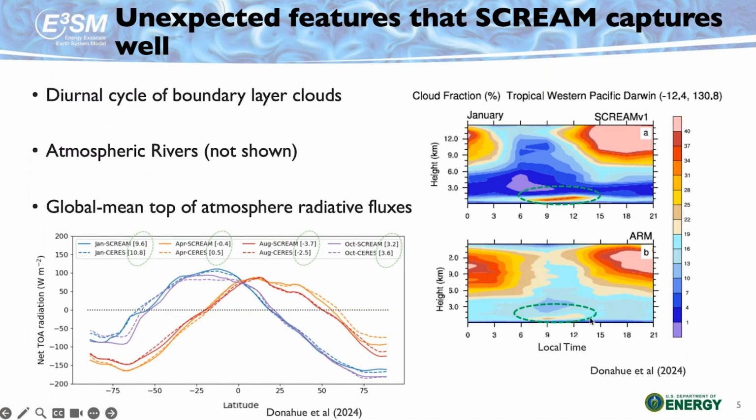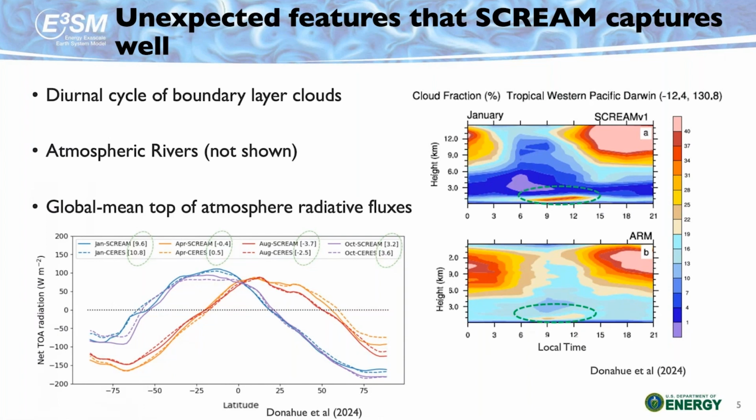And apart from the fact that SCREAM seems to have mean state biases in the amount of clouds over this region, you can also notice this growth of the boundary layer clouds that we see in SCREAM that we actually see in observations as well. And this is actually not the case across all storm resolving models to actually capture this diurnal cycle of boundary layer clouds. And we think that it's because of our inclusion of SHOC as one of the processes that we have in SCREAM. Another phenomenon that SCREAM seems to capture well is the atmospheric rivers.